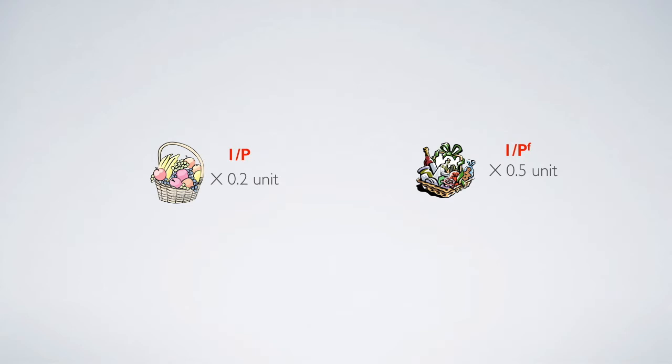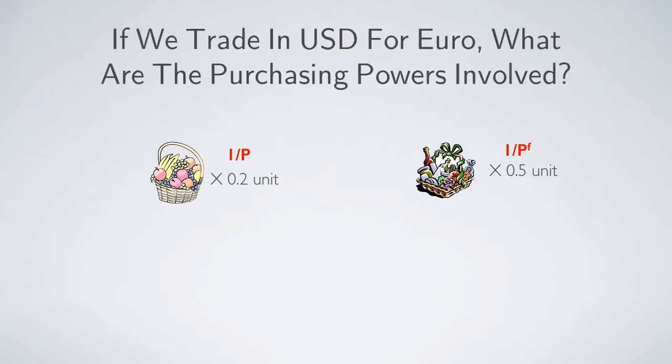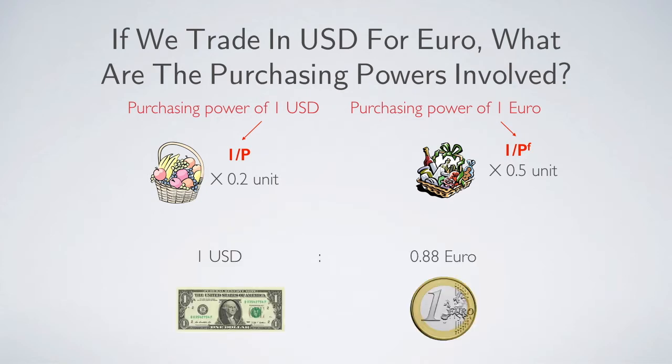Now we want to ask ourselves, when we trade in US dollar for euro bills, what are the purchasing powers involved? Remember that the purchasing power of $1 is 1 over P unit of US basket. And the purchasing power of 1 euro is equal to 1 over PF unit of euro basket. So when you own $1, which is equivalent to 0.88 euro in the foreign exchange market, then if you give up $1, you can gain 0.88, which we denote epsilon, unit of euros. So this epsilon unit of euro will give you the purchasing power of epsilon divided by PF euro basket.